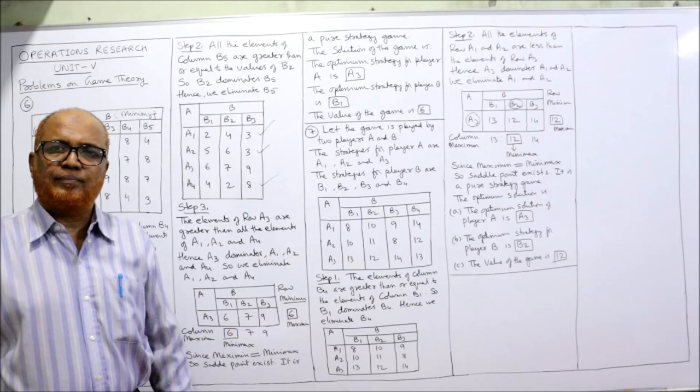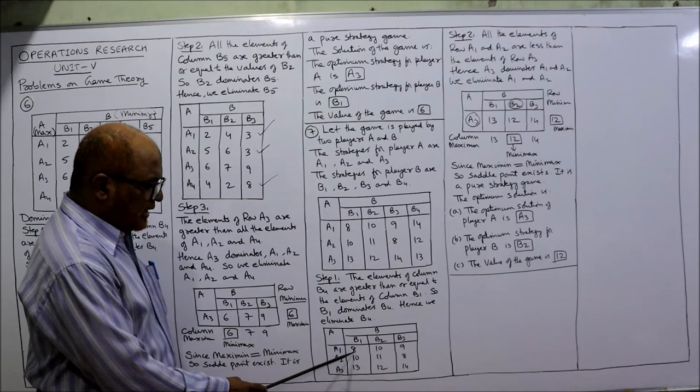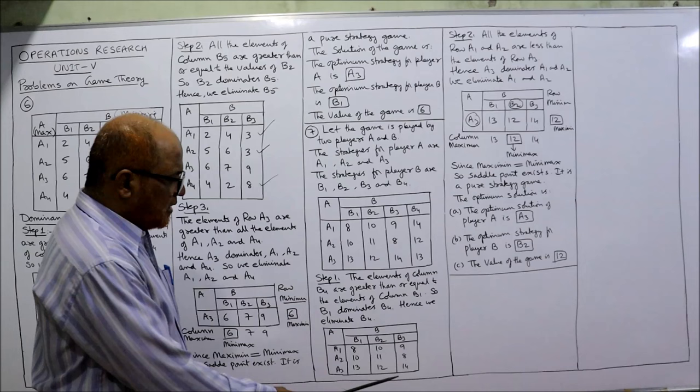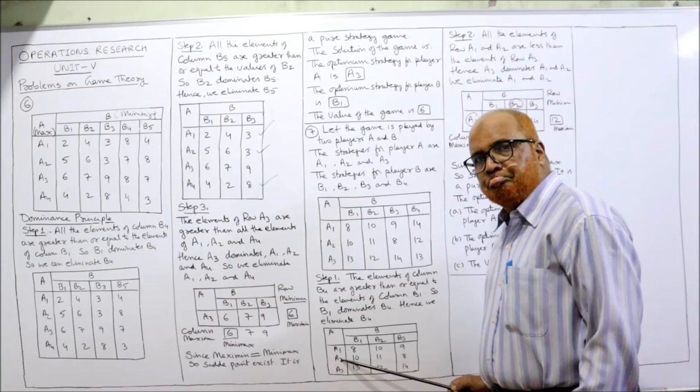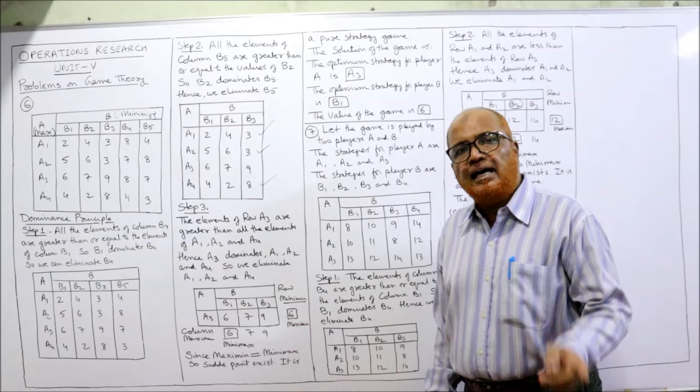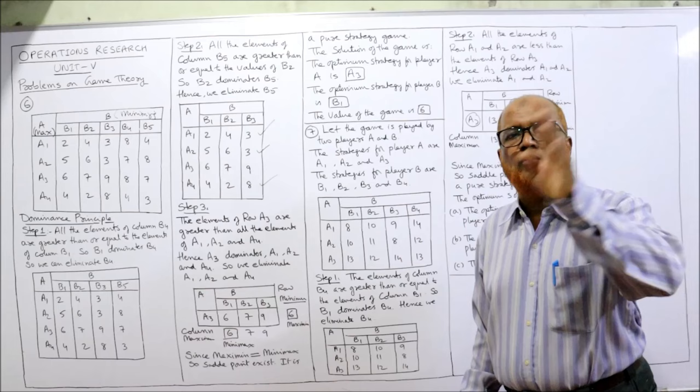One more comparison will make A3 with A1. 13, 8. 8 is less. 12, 10. 10 is less. Then 14, 9. 9 is less. That means A3 is dominating A1 and also A2. All the elements of A1 and A2 are less than the elements of A3. So A3 dominate A1 and A2, A1 and A2 will be eliminated. Only one row is left, A3.